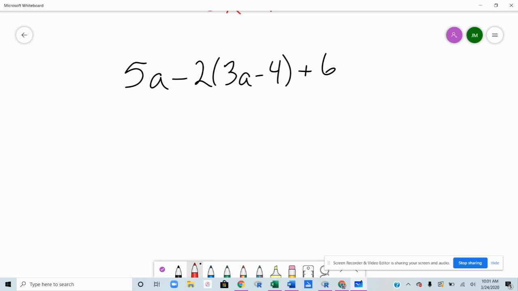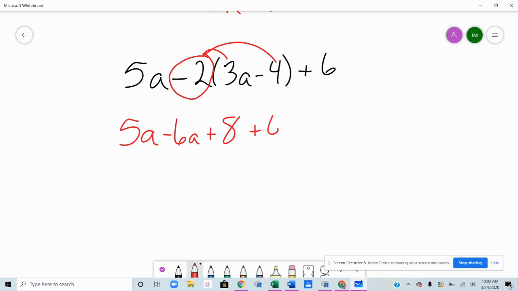So you're going to distribute. You need to pay attention to your sign. Your sign is a minus sign, so that means you're distributing a -2. Okay, so you're going to just copy down this 5a because nothing's changing with that. You're going to distribute your -2. So -2 times 3a is -6a. And then -2 times -4 gives you +8. And then bring down your +6. Don't accidentally forget about the terms that weren't involved in the distributing.